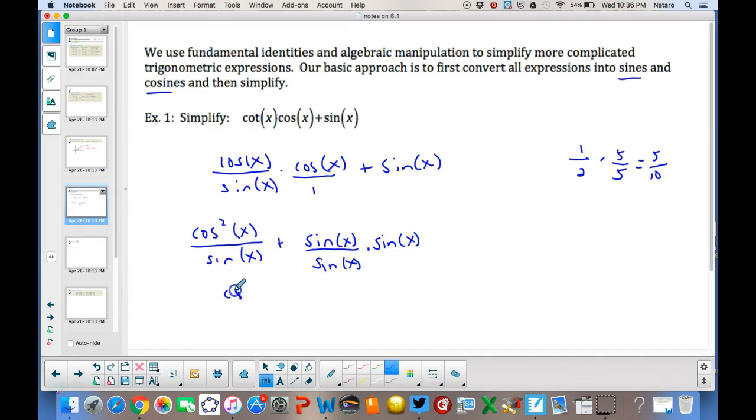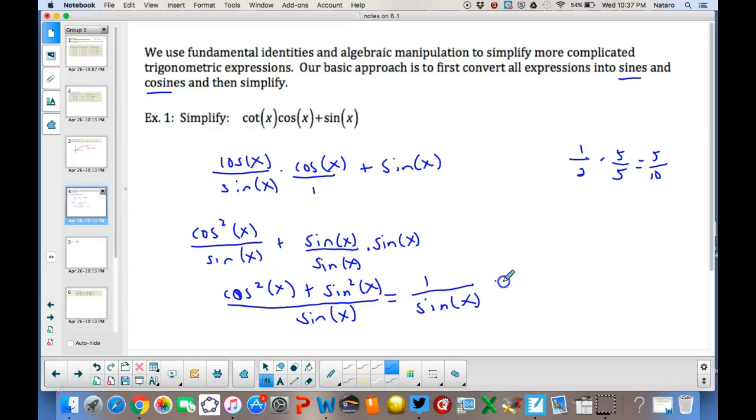I'd have cosine squared of x plus, now sine times sine gives me sine squared of x, all over my common denominator of sine of x. And we know already that sine squared plus cosine squared is 1. So we have 1 over sine of x. But wait a minute, that's one of those reciprocals. Which one is that? Oh, it's cosecant of x. So this all simplifies to cosecant of x.